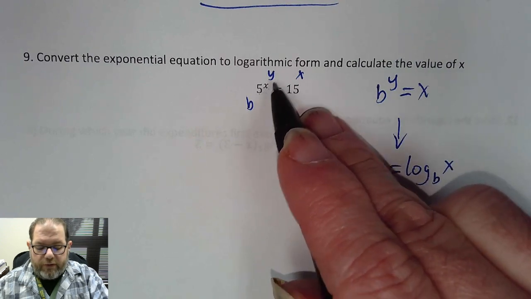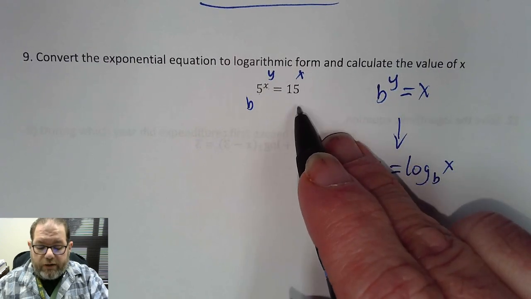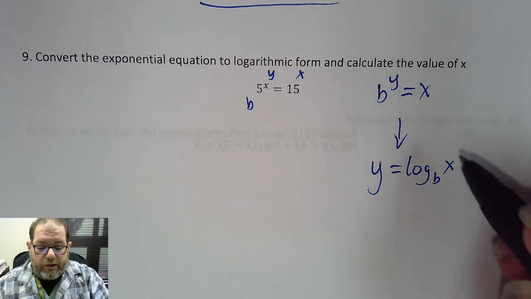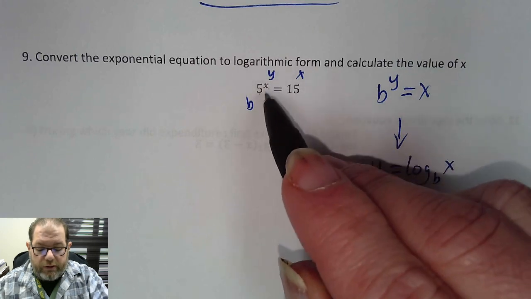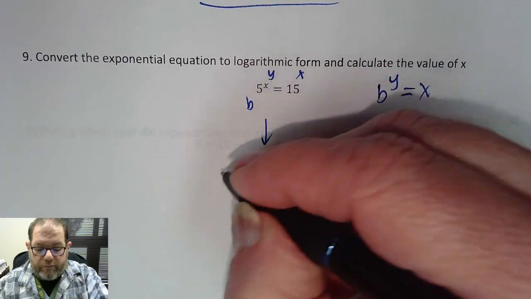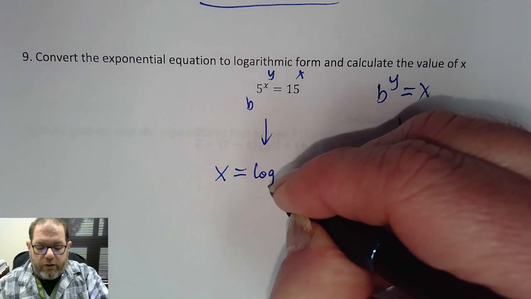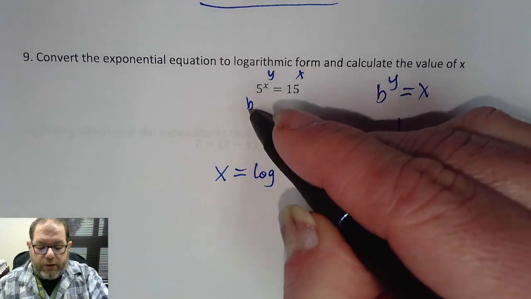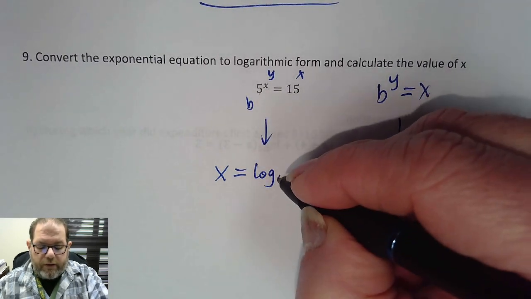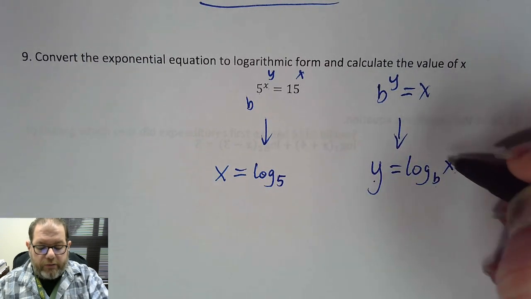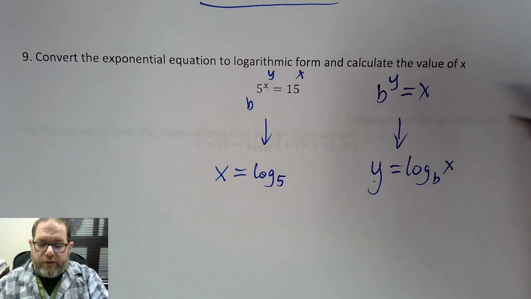It's a little bit confusing that we say y is x and x is 15, but we have to go with that. Now, our y, that's x. So we convert this, we get x equals log of our base b, which is 5, and then our x, which is 15 in this case.